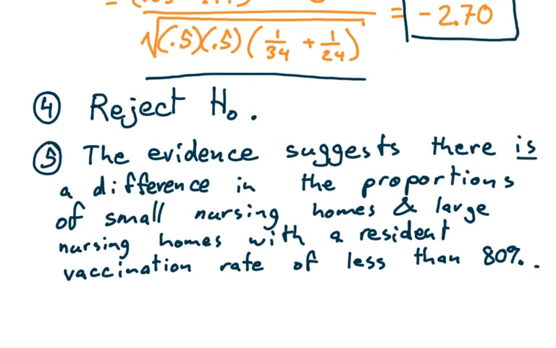Now, notice, it looks as if the large nursing homes have a higher proportion, and we can certainly go ahead and test that claim. We could even put in a margin of error. We could say this: the large nursing homes have at least 10 percentage points higher vaccination rate than the smaller nursing homes.